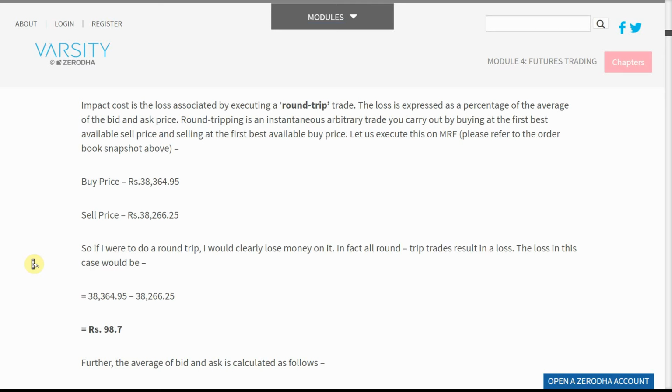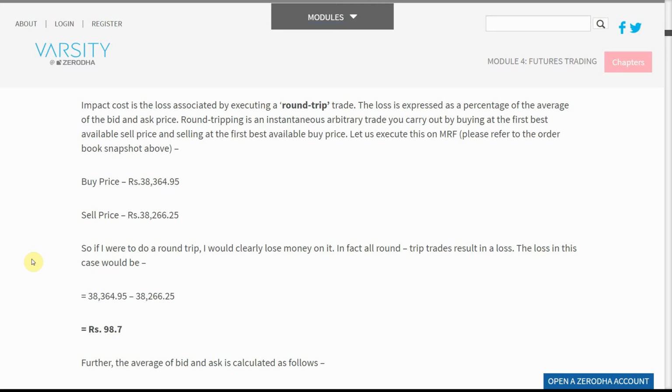Buy price: 38,364 rupees and 95 paise. Sell price: 38,266 rupees and 25 paise. So if I were to do a round trip, I would clearly lose money on it. In fact, all round trip trades result in a loss.